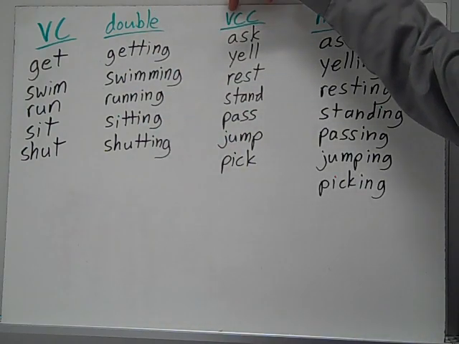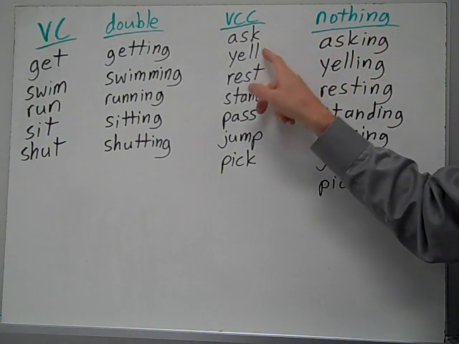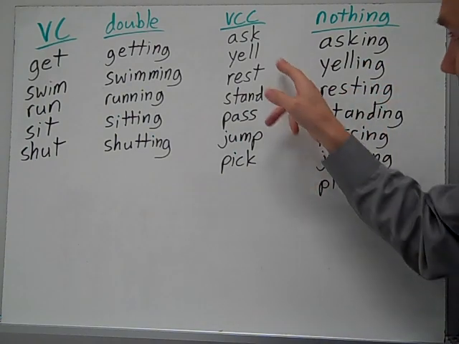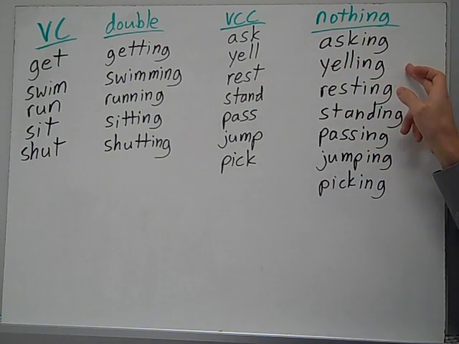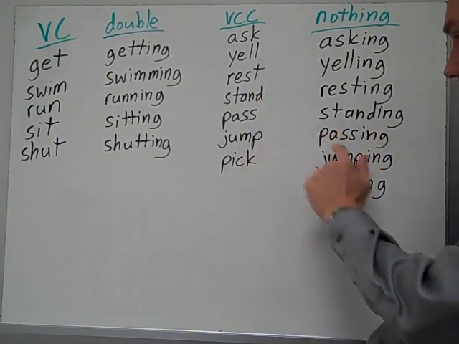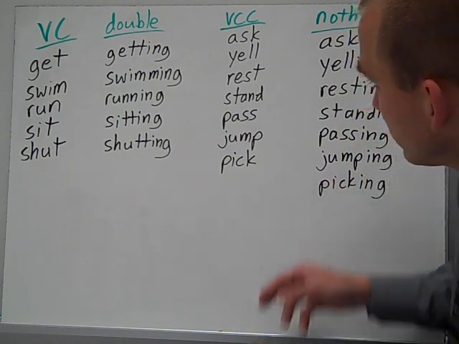Two consonant words, vowel, consonant, consonant, like ask becomes asking. Yell, there's already two L's, so it looks like it might be a double word, but it's not. It's because the base word was yell, so it's yelling. Pass is very similar to yell. It looks like it might be a double, but it's not. It's a nothing word. You just do nothing and add ing.